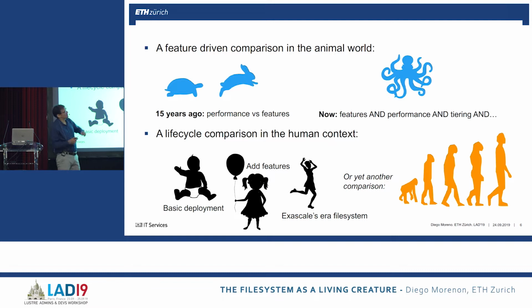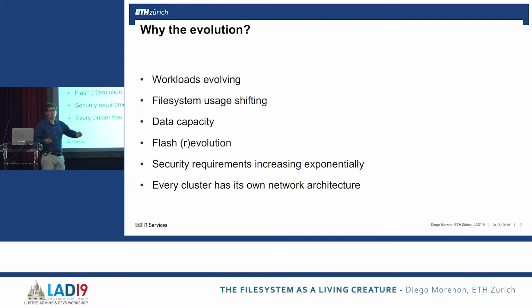There are several ways to compare the life cycle of a file system these days. One could be comparing different creatures. The other, which I prefer most, is like the life of a human being, with a childhood that at the beginning might not be easy, the setup of a system, but that then gets more complex. Or we could even do another comparison with human evolution. There are many ways to compare that. So why are we speaking about this evolution? Why are we doing this now?